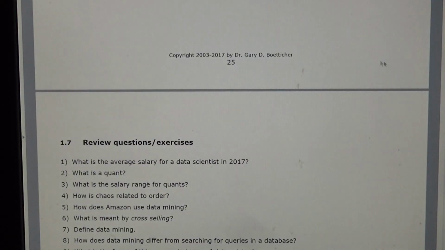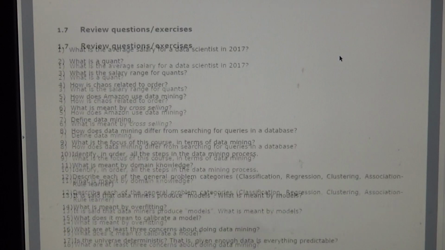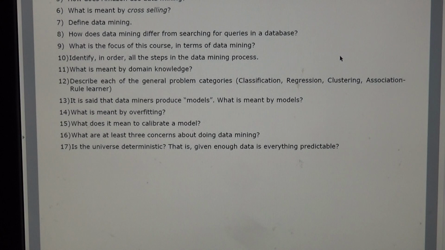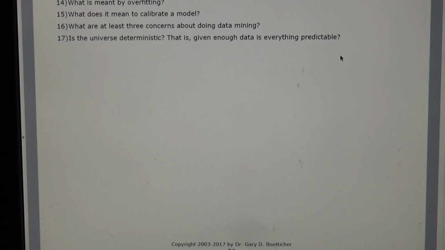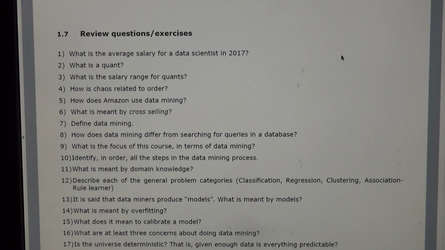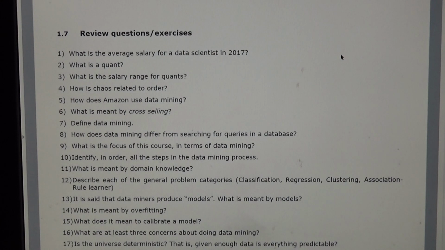Well, what we have here are review questions and exercises, and please go over those on your own time, and that'll end the review of the Unit 1 notes.